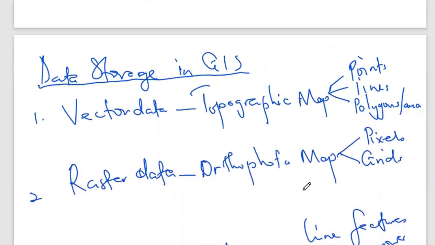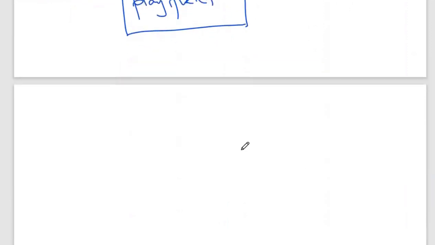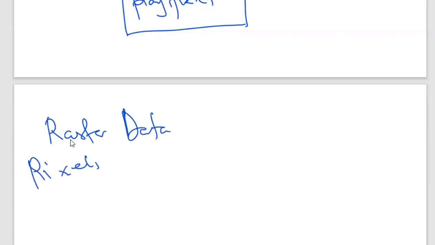It uses points, lines, and polygons or area features. Then raster data, we use pixels and grids. By referring to pixels, this is now raster data. We are looking at the images here. Images which are taken using a camera are presented in pixels. They are giving us the real image of the particular feature.